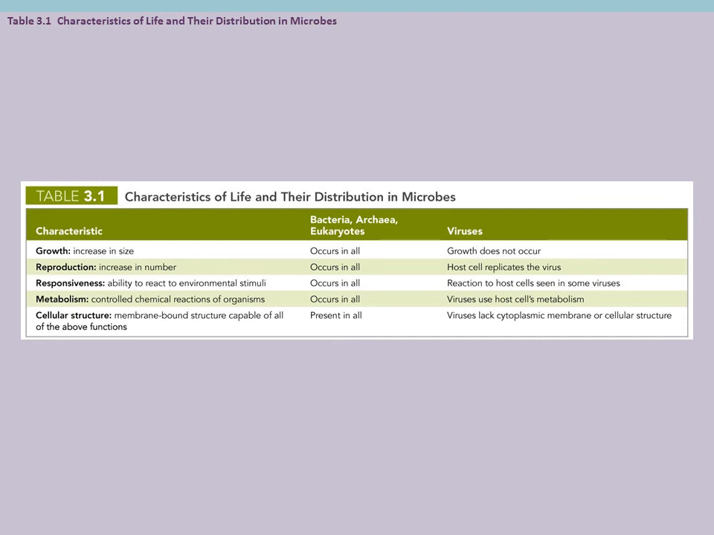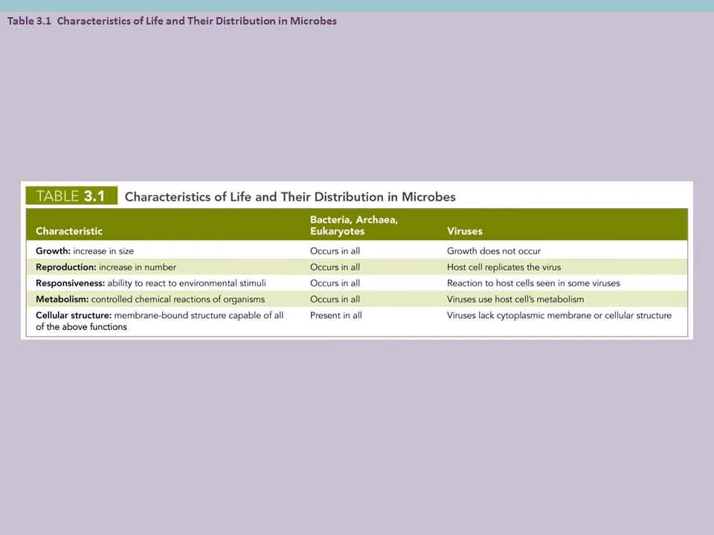In terms of reproduction, you're talking about the increase in the number of cells, not the increase in size of the individual cell, but the number of them. And this also occurs in all organisms. Viruses, however, can only reproduce inside of a host cell. They are dependent upon that.